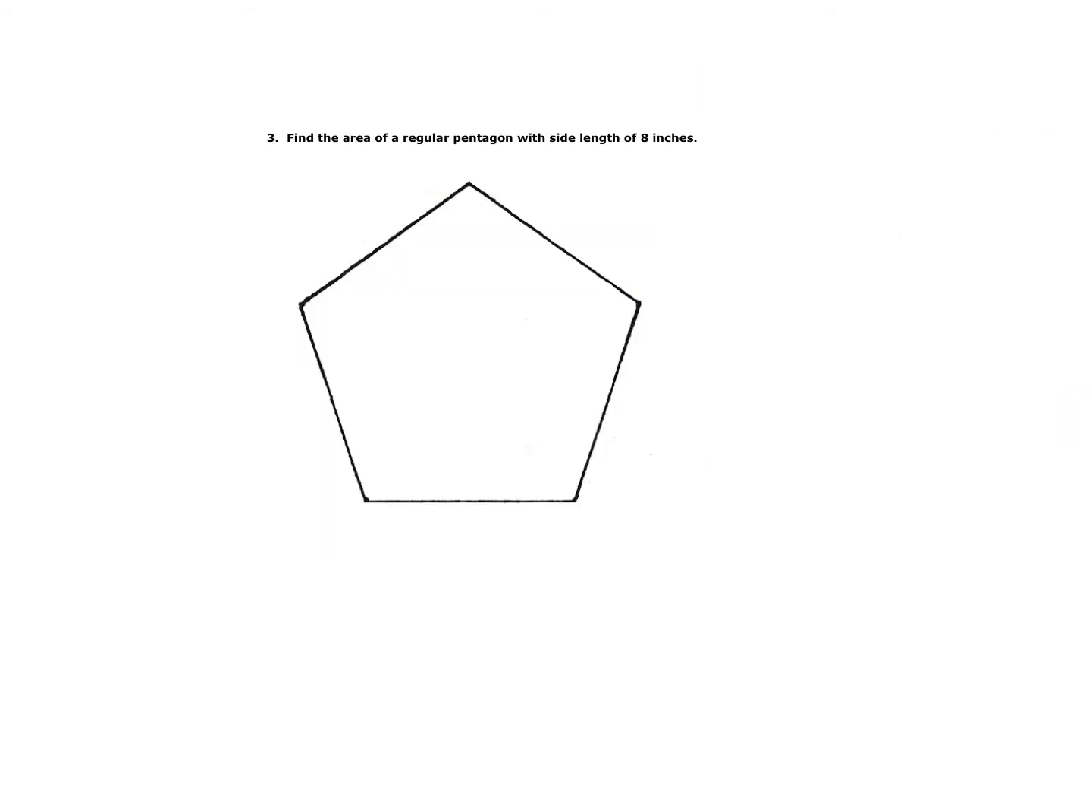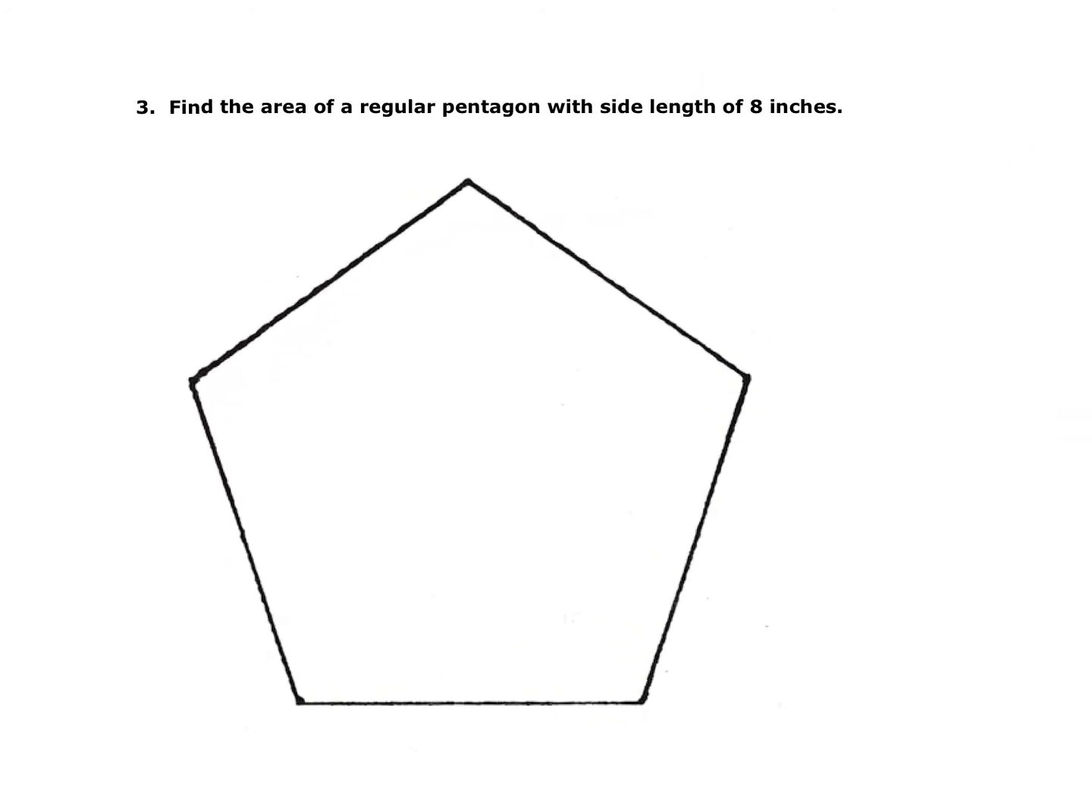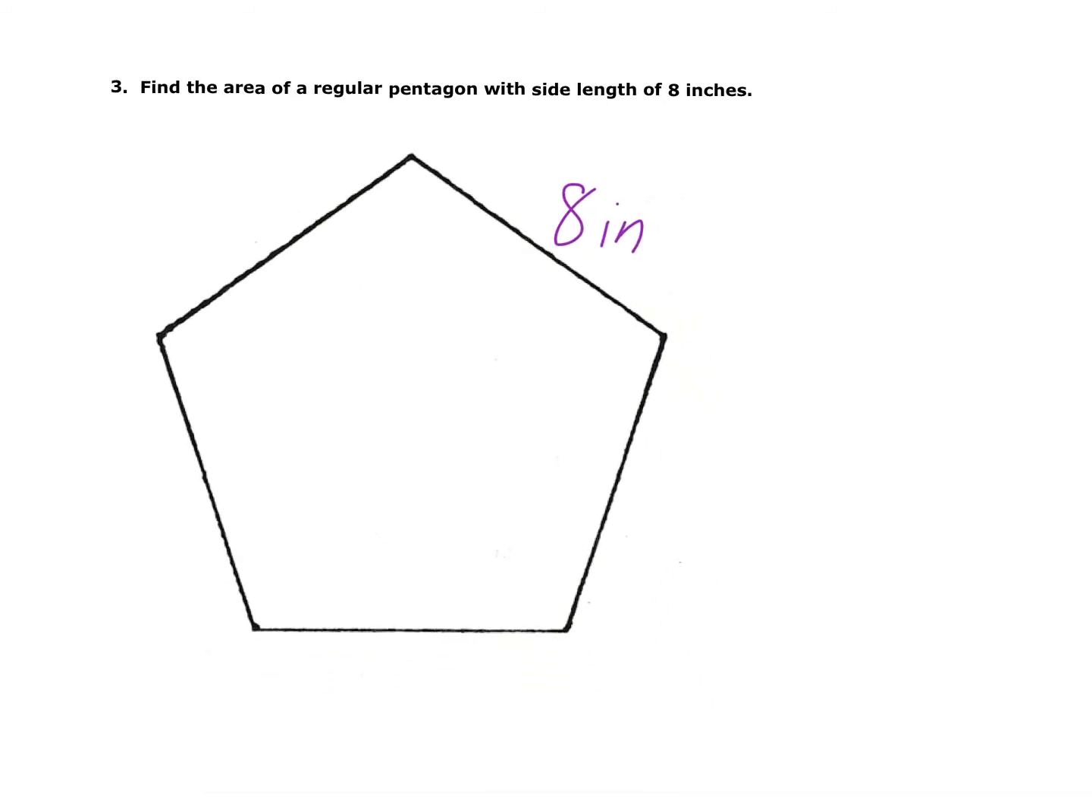All right, last problem. We want to find the area of a regular pentagon with a side length of 8 inches. You'll notice that the only thing we know about this off the bat is that the side is going to be 8 inches in length. Everything else we're going to have to find on our own.